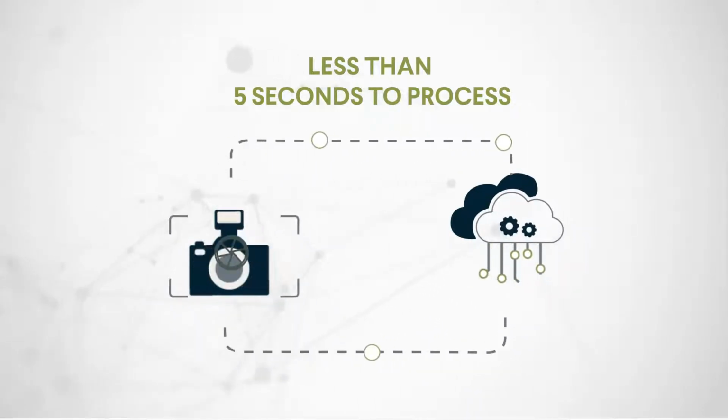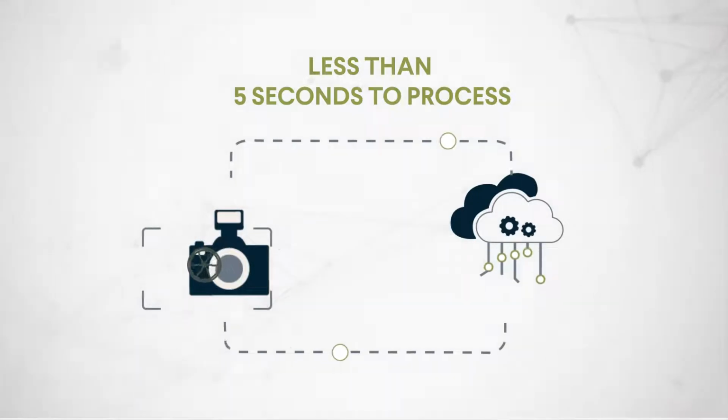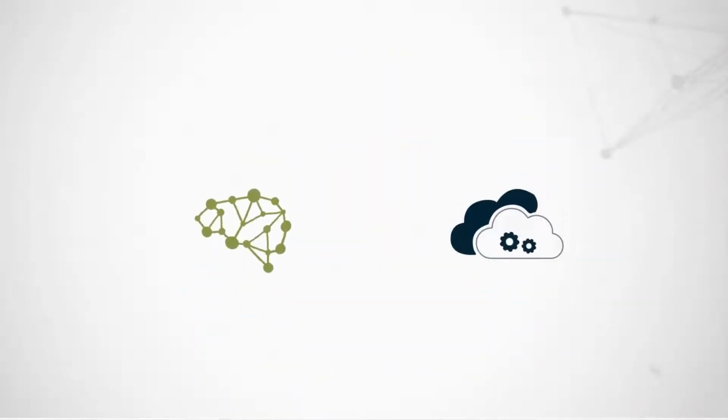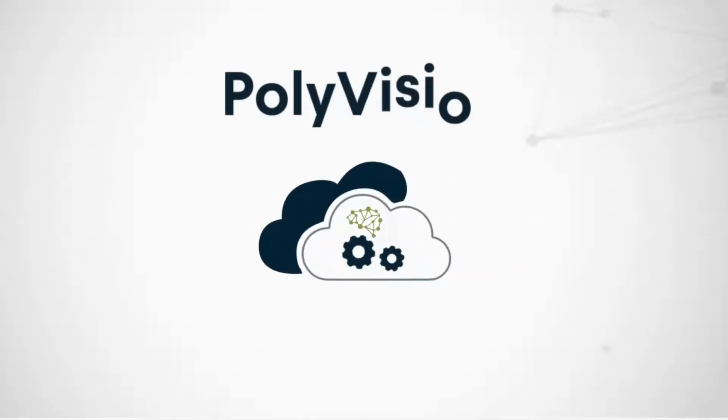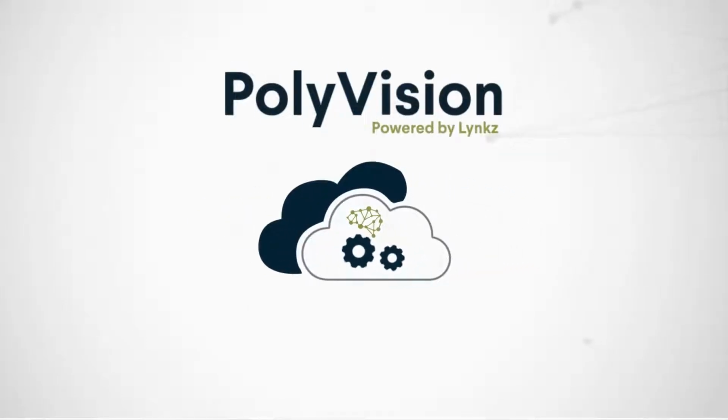So, how does PolyVision process the information? PolyVision performs tasks that would usually require human intelligence. It uses a range of industry-leading technology that is powered by enterprise-level cloud infrastructure to replace manual systems or processes at a very economical cost.